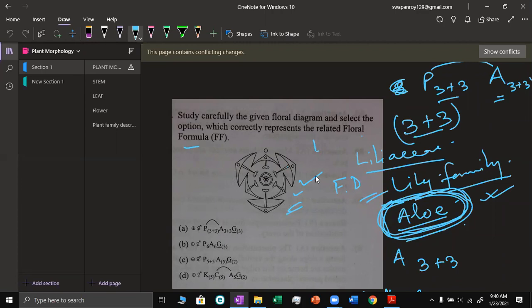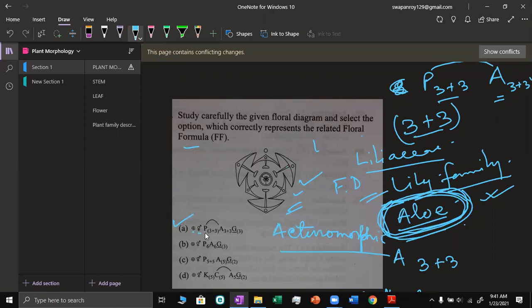And from this floral diagram you can see the size of the petals and sepals is uniform. This is again regular, and radial symmetry is there, so the flower is actinomorphic. So which one will indicate this? See here, A will be the correct option, that is actinomorphic, bisexual.